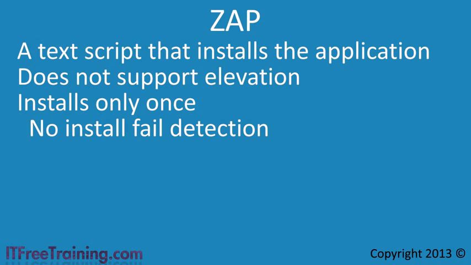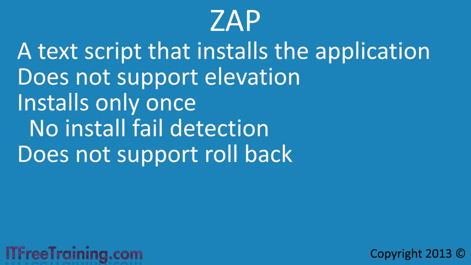The last limitation of ZAP files is that they do not support rollback. If you deploy software using an MSI file, you can, at a later date, remove that software. If you use a ZAP file, you cannot configure group policy to remove the software at a later date. If the software has an uninstall function, you can manually use this to remove the software, but there is no automatic way of doing this using group policy.